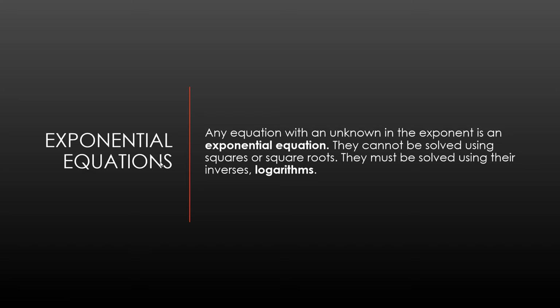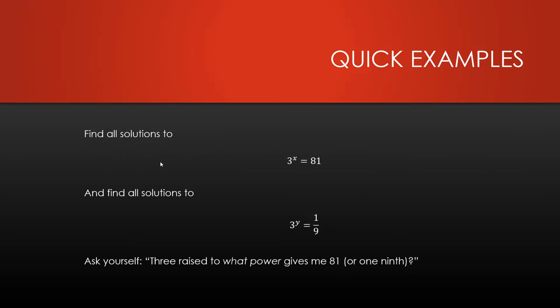The way we undo exponential equations is with their inverse, which we will call a logarithm, which is a fancy word for a very simple concept. Just some quick examples here. If I want to solve this exponential equation, 3 to the x equals 81, or if I want to solve 3 to the y equals 1 over 9, in both instances, I am asking myself this question. 3 raised to what power gives me 81? Or 3 raised to what power gives me 1 over 9?